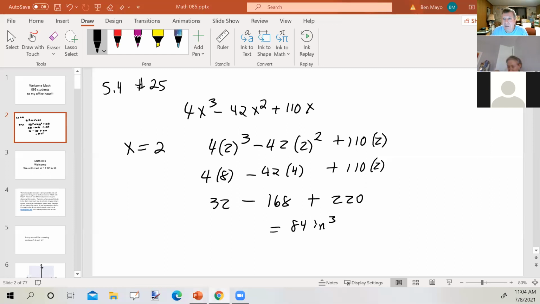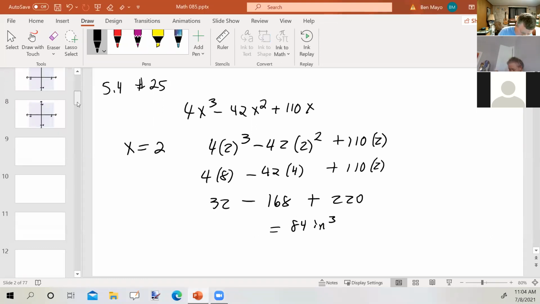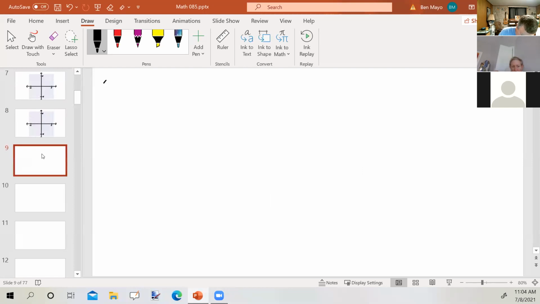Okay, well, we'll go ahead and get out of that and we'll go back to sharing my whiteboard screen. And we'll take a look at section 5.6, which is multiplying polynomials.